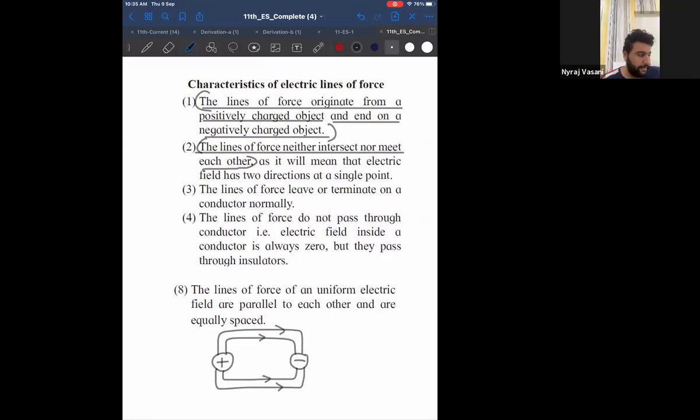Now, point number three. Tell me, did you understand this? The lines of force of a uniform electric field are parallel to each other and equally spaced. Did you understand that also we have discussed? So write this point as your point number three. Actually, point number three is continuation of point number two itself, because if they do not intersect nor meet each other, they have to be parallel to each other, correct? Okay, so make a note.